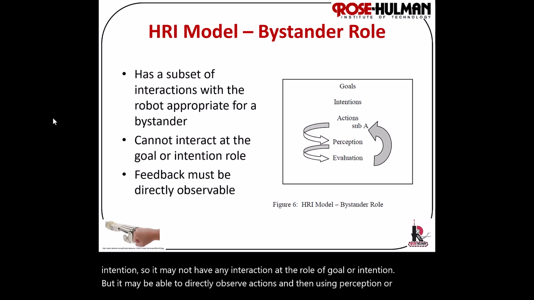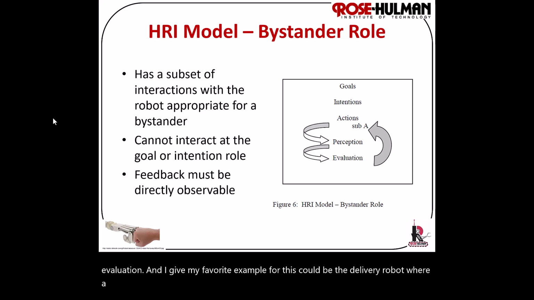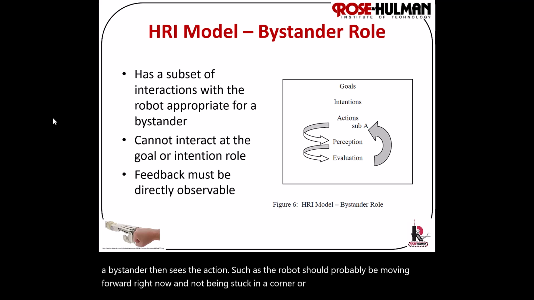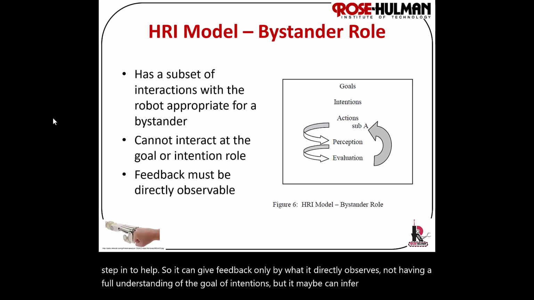And I give my favorite example for this. This could be the delivery robot, where a bystander then sees the action, such as the robot should probably be moving forward right now and not being stuck in a corner or on a curb cut. And so it may step in to help. So it can give feedback only by what it directly observes, not having a full understanding of the goal or intentions, but it maybe can infer that from the robot's actions.